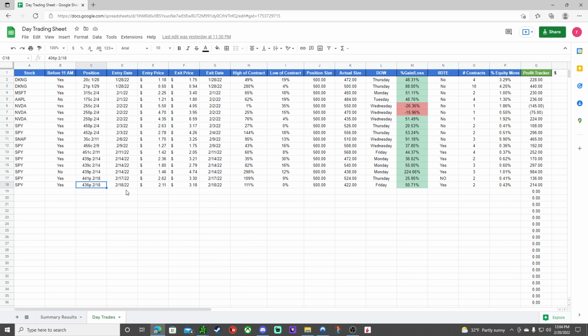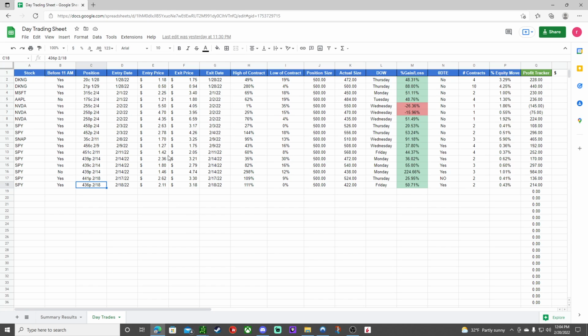You would have took the puts. You would have got in at the money. I'm sorry if I skipped over that. I like to get contracts at the money, or at least one out of the money. If it's not a 0 day, then I want to go one out of the money. But if it's a 0 day, I want at the money. That's what I want. So you'd have got in at 211. By the time it got down there, 318 for 50% gains.